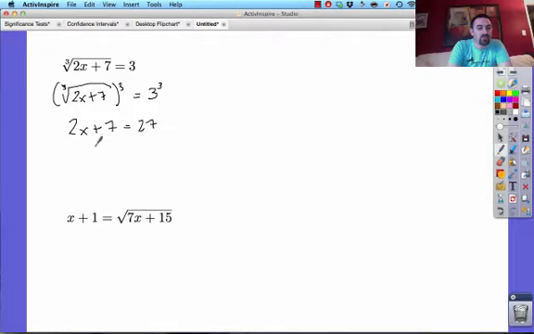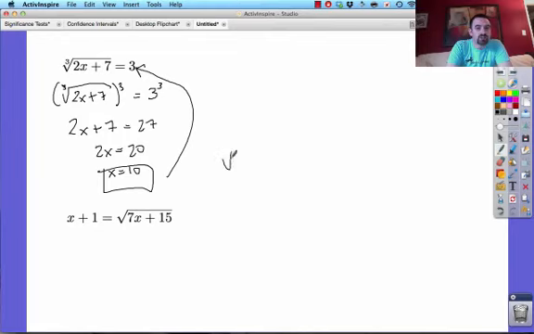Now I'm going to solve. I'm going to go 2x equals 20, and x equals 10. Alright, last thing I need to do is check my solution. I need to plug this back into the original equation. You can't plug in up here, you have to plug it back into the original. So I go the cube root of 2 times 10 plus 7 equals 3. Let's double check and make sure this works out. So I get the cube root of 2 times 10 is 20, plus 7 is 27. Is the cube root of 27 3? It is. Good. So this works.